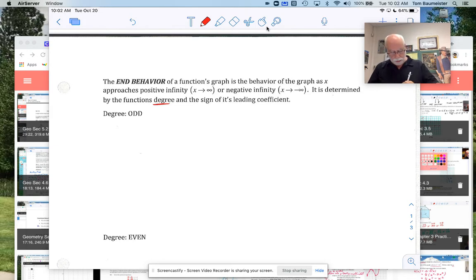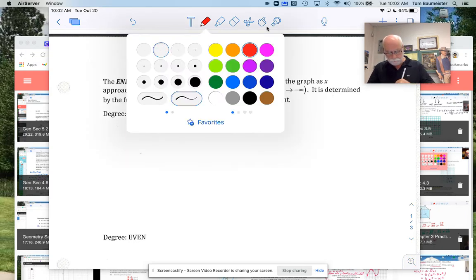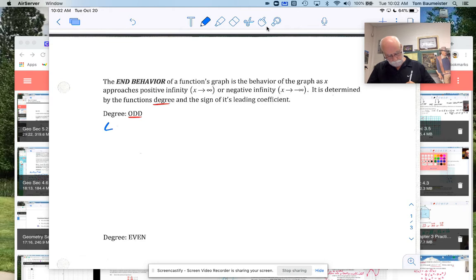So when the degree is odd, you know what an odd number is, 1, 3, 5, 7, 9, etc. All right. We know that when the leading coefficient is positive, we know that we're going to have something that looks like this.